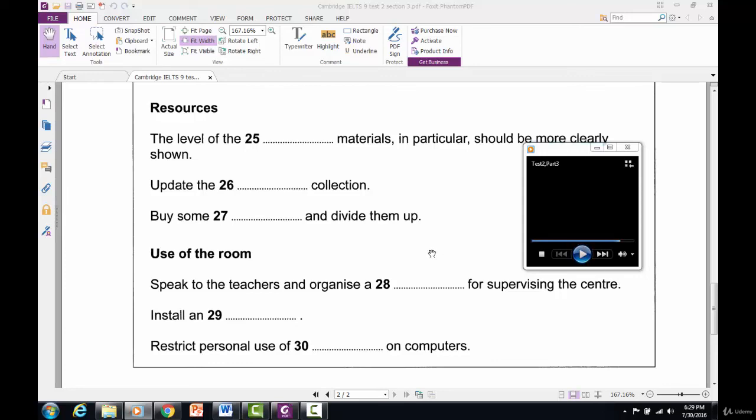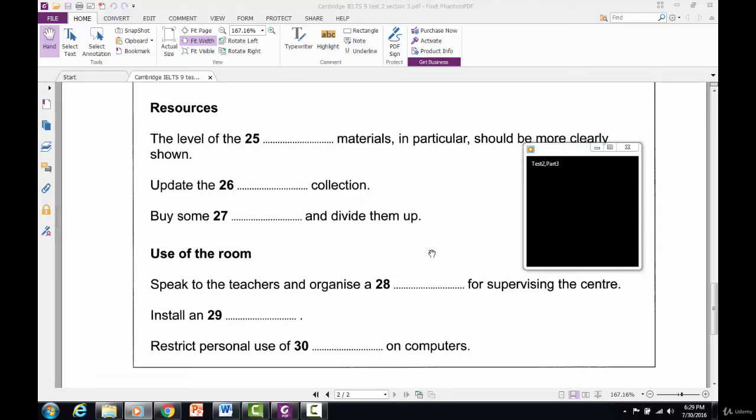All right, now they said they want to limit the access to email, so the correct answer for number 30 is email. All right, so I really hope you see how this is working. I've showed you the strategy. I've explained to you the strategy.